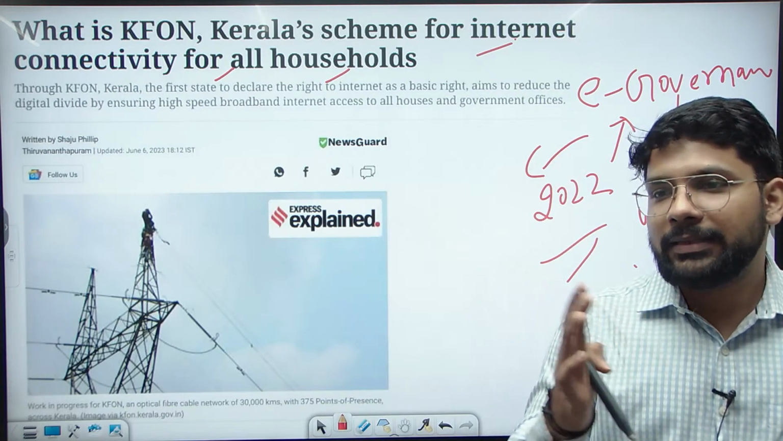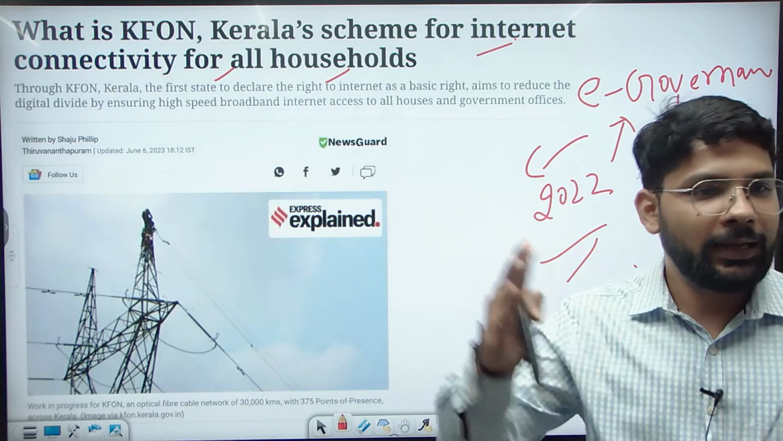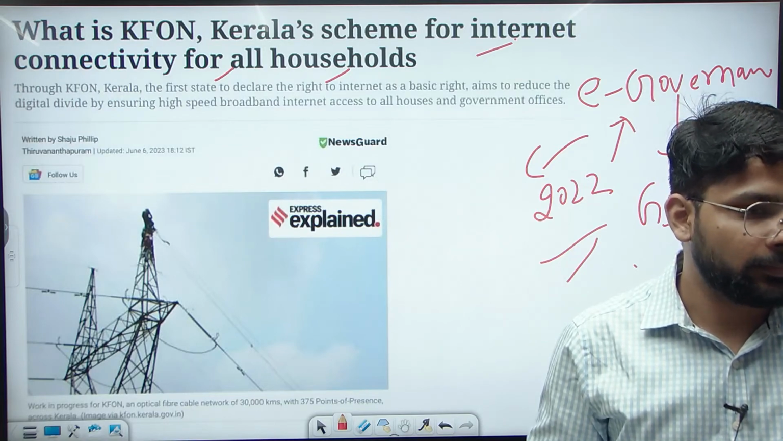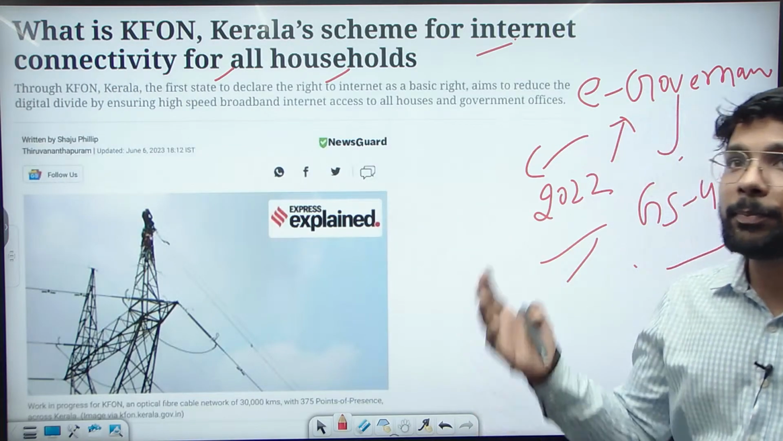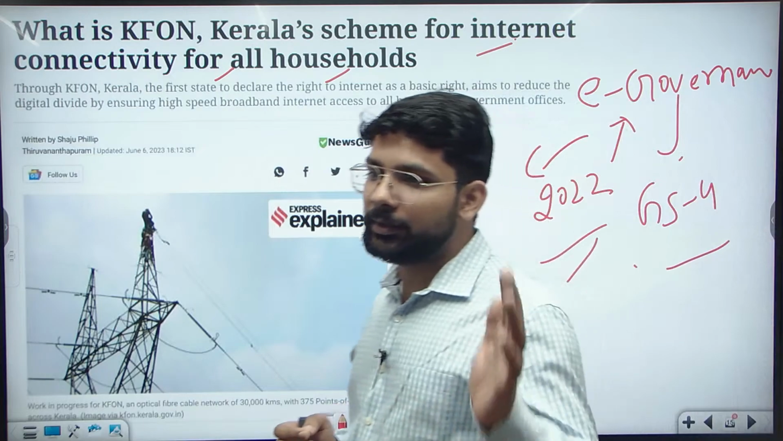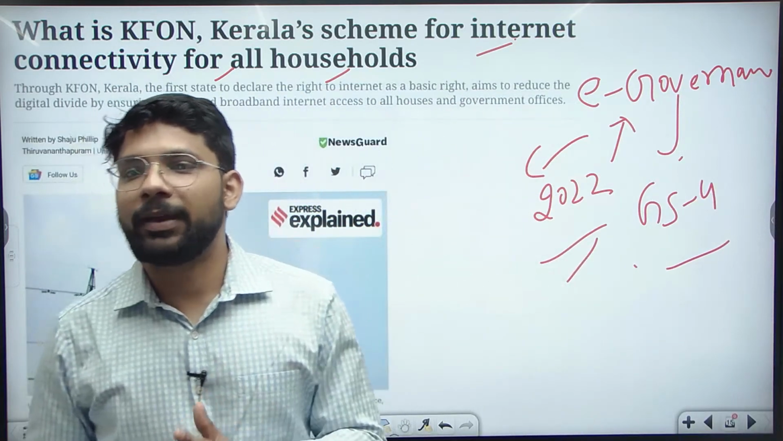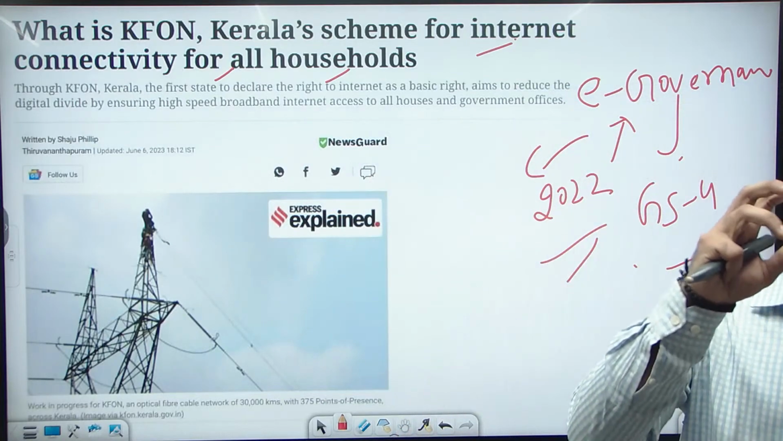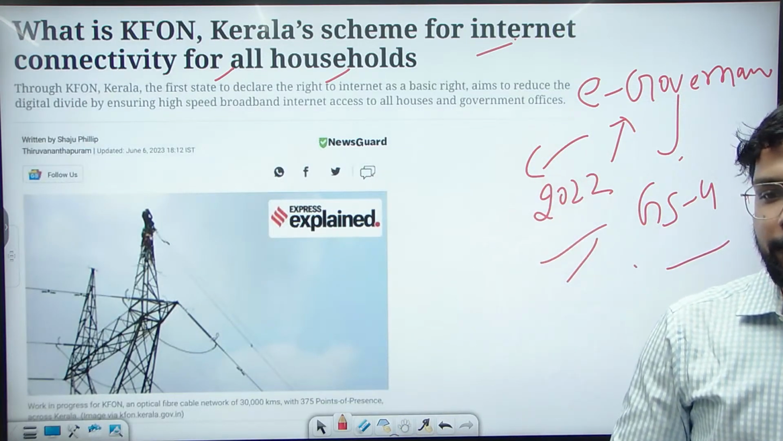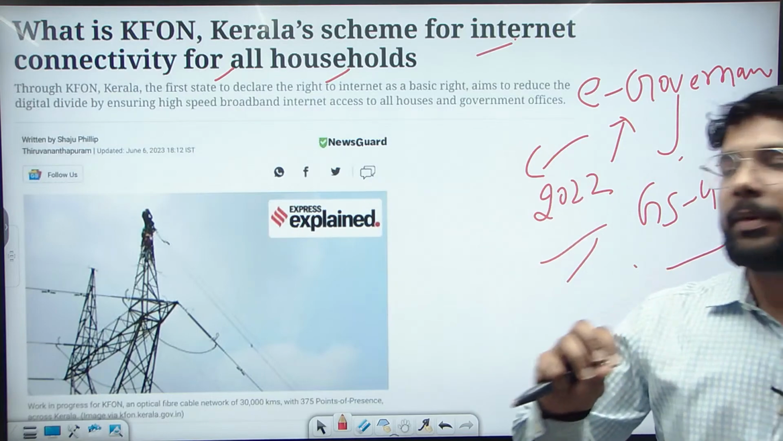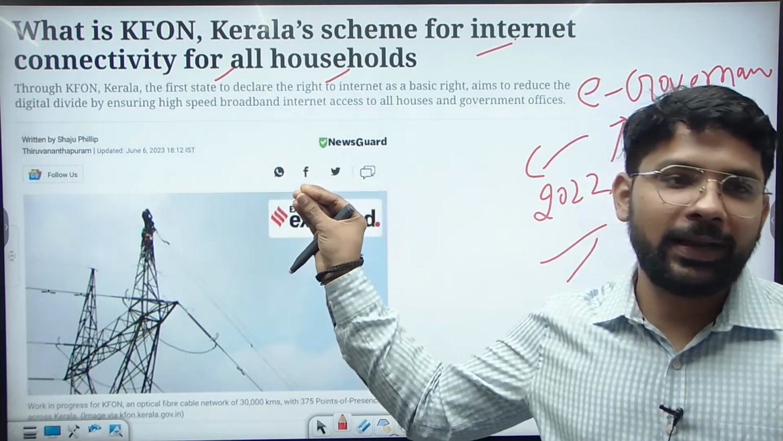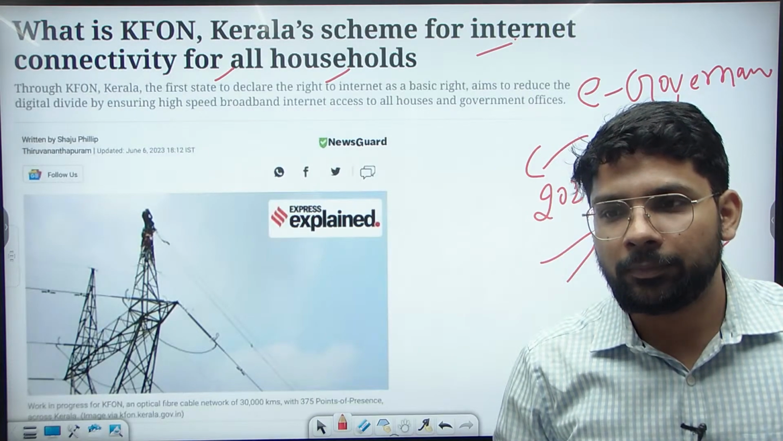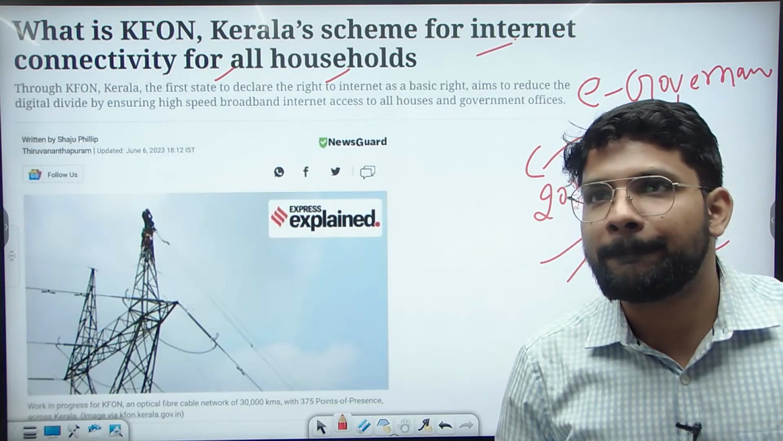The speed is selected from 10 Mbps to 1 Gbps according to the requirement. They are providing fiber connections, broadband connections, and Wi-Fi connections. So different kinds of connections are provided according to the requirement of the offices and the families. Can anybody tell me what can be the benefit of providing these kinds of services to the common household? What benefits can there be?